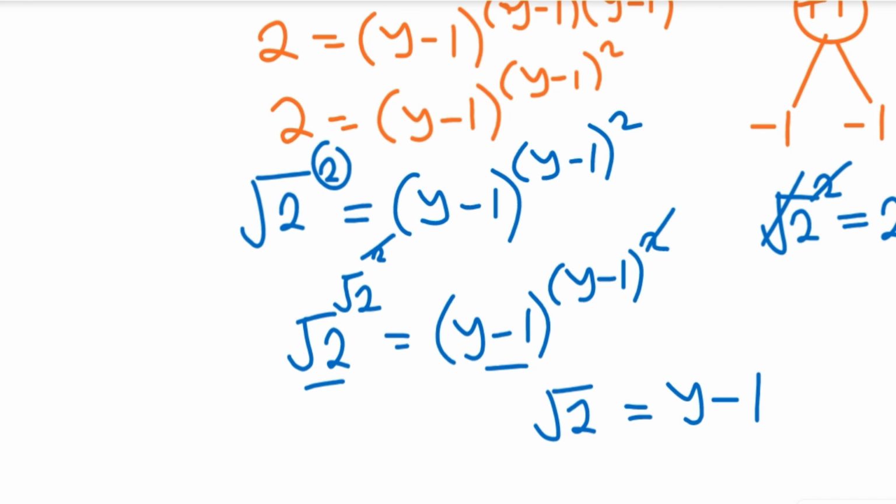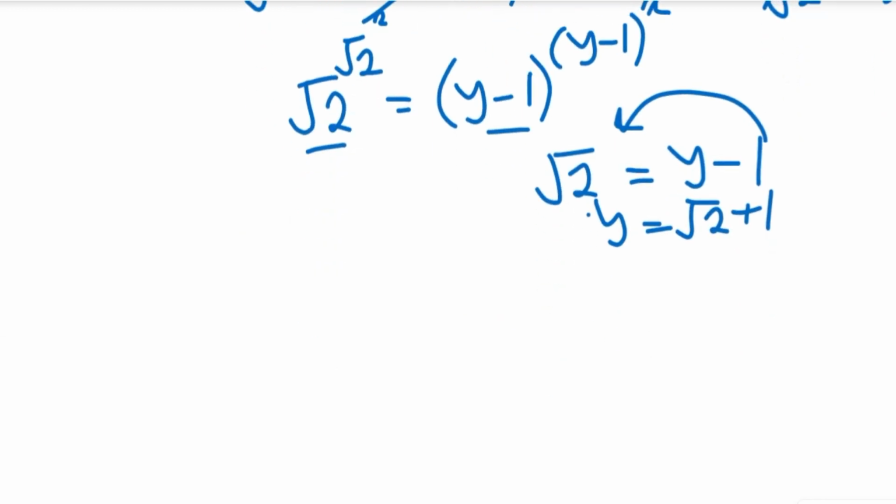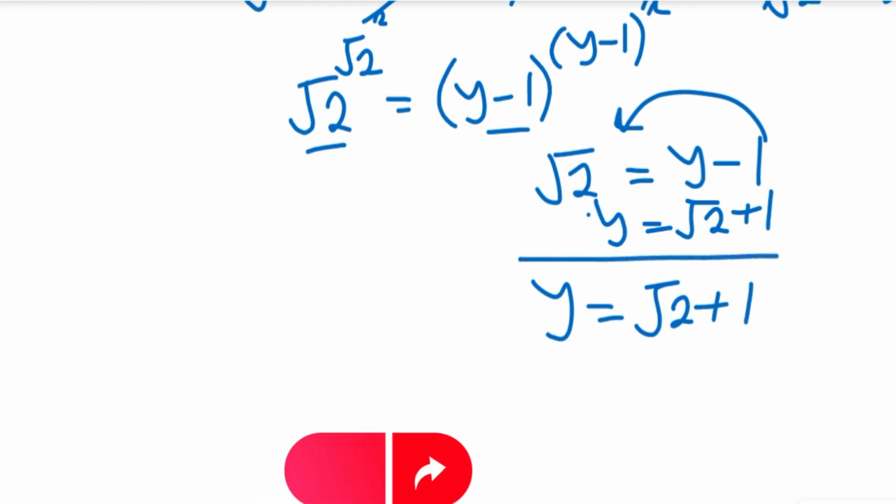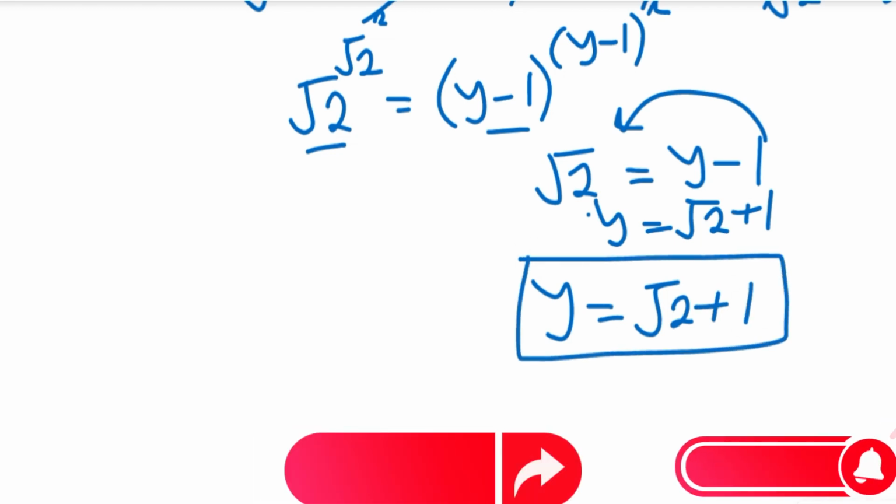With that, you come to see that if this comes over here, y will be equal to square root of 2 plus 1. So our y will be equal to square root of 2 plus 1. This is the solution to that exponential equation that was given to us from the onset.